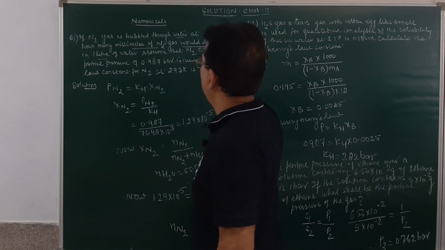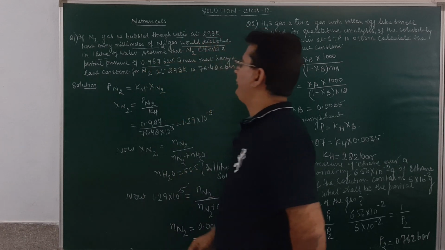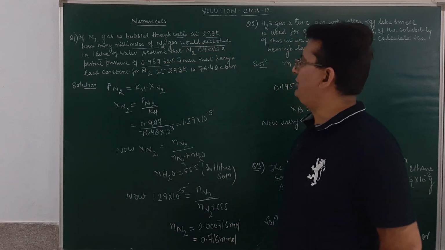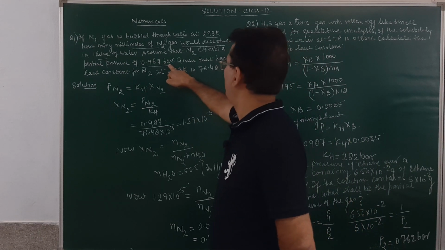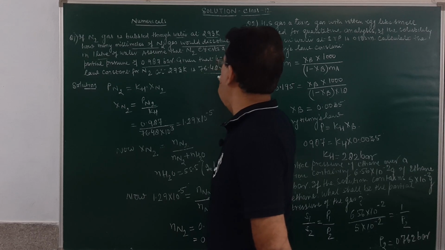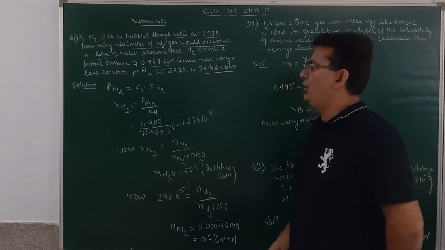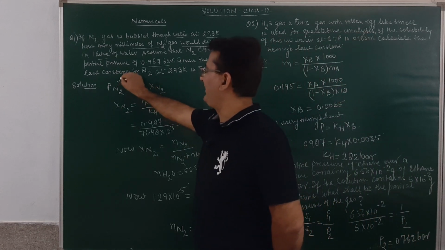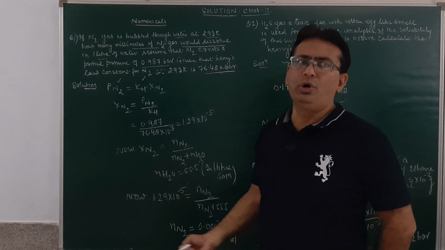assuming that nitrogen exerts a partial pressure of 0.987 bar. So, what is the partial pressure of nitrogen? 0.987 bar. And the Henry's law constant given at 293 Kelvin is 76.48 kbar. Fine. Now, the partial pressure of nitrogen is given and the Henry's law constant is given. The question is, how many millimoles are dissolved?